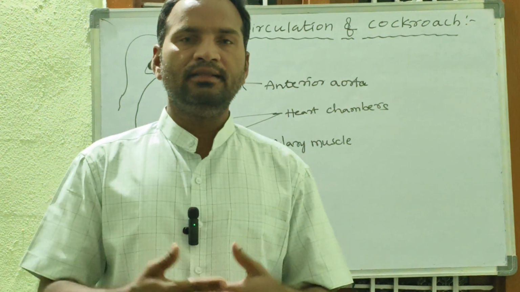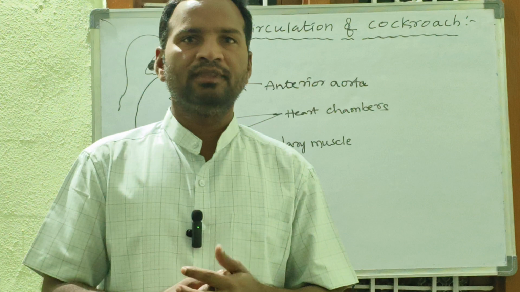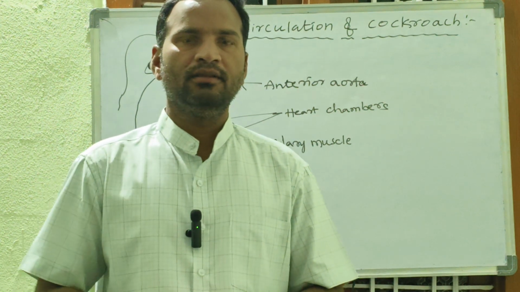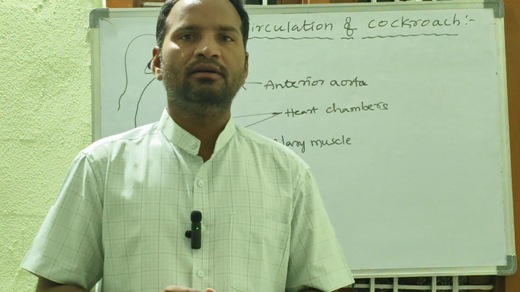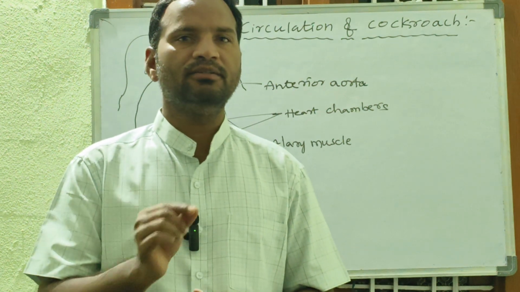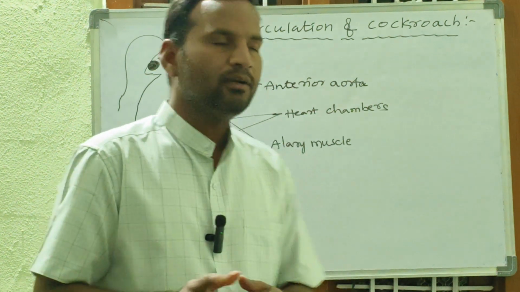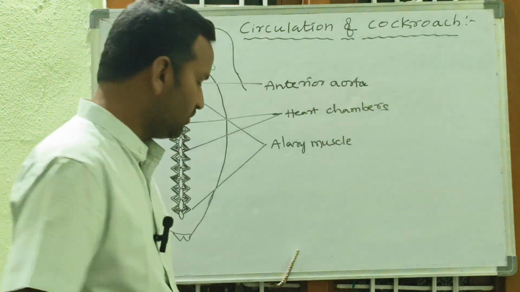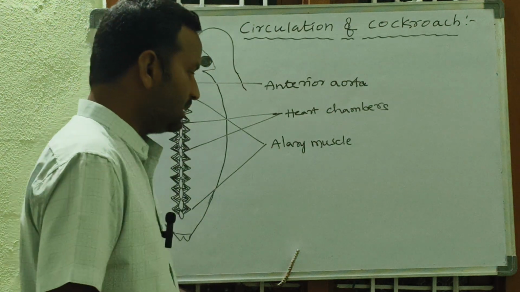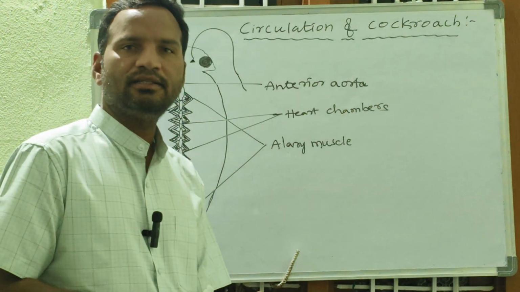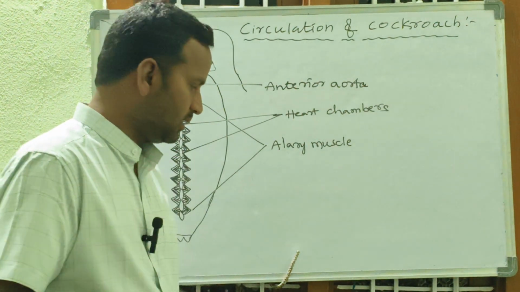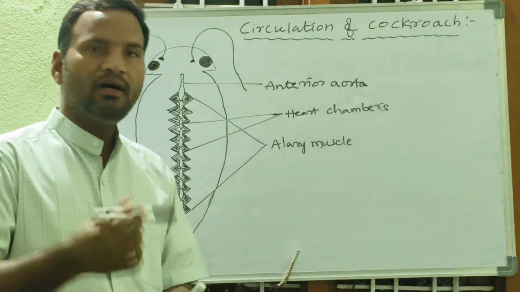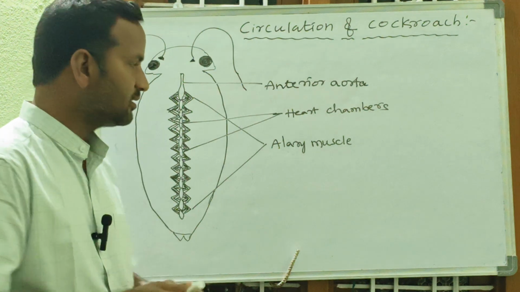Okay, dear. In this class, let us discuss the circulatory system of Periplaneta americana. You know very well the scientific name of the cockroach, that is Periplaneta americana, which is commonly known as the cockroach. In this class, let us discuss the circulatory system of the cockroach. Now come to the point. I have already drawn the diagram on the board, then I will give the explanation.